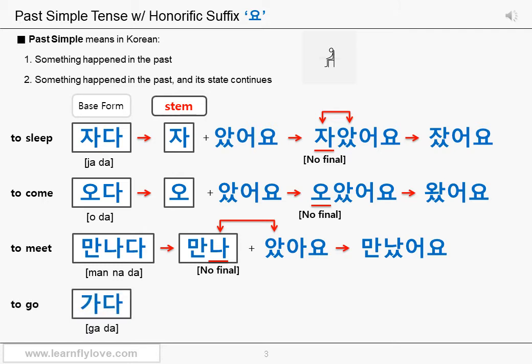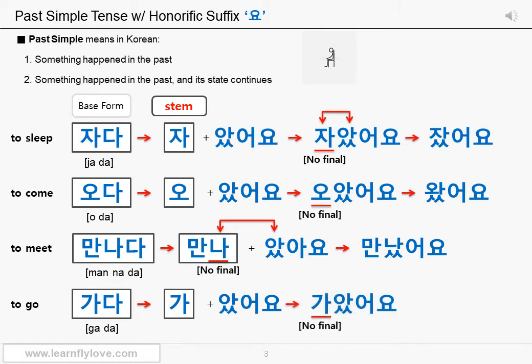Next, the base form of the verb to go in Korean is 가다. The stem is 가, which has the yang vowel a. So you need to add assoyo. The 가 sound doesn't have a final consonant, so you need to combine the 가 sound with at sound together, and it becomes one syllable 갓 sound. So it's not 가 assoyo, but it's 갔어요.